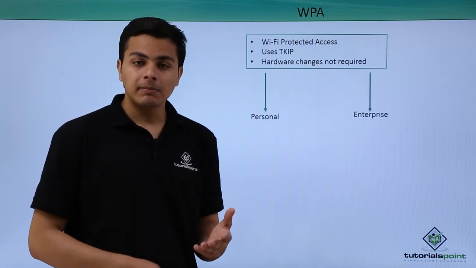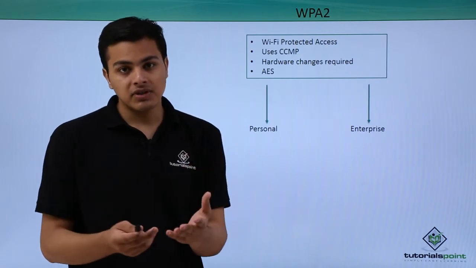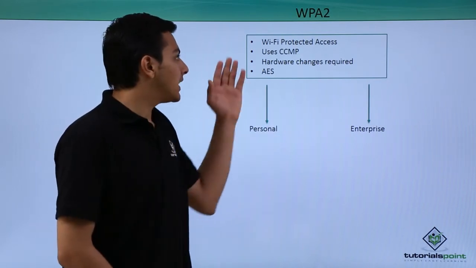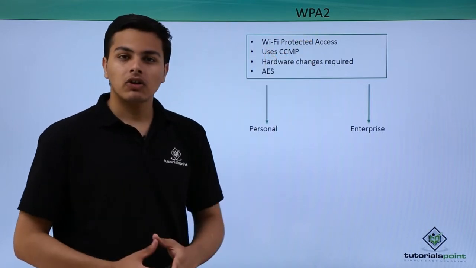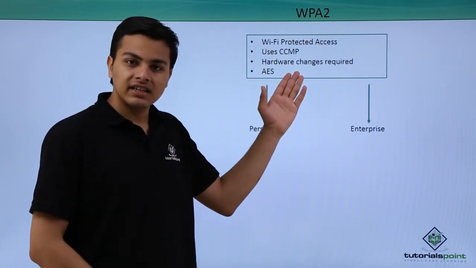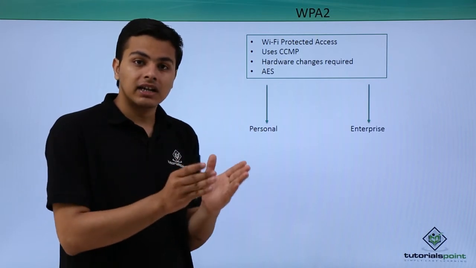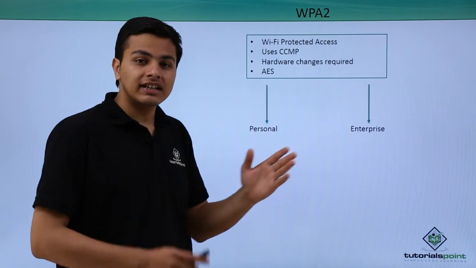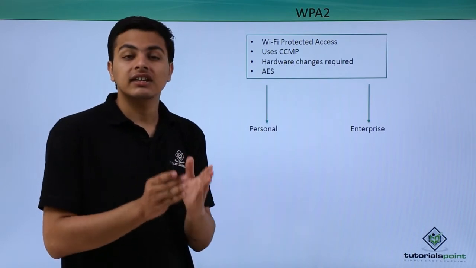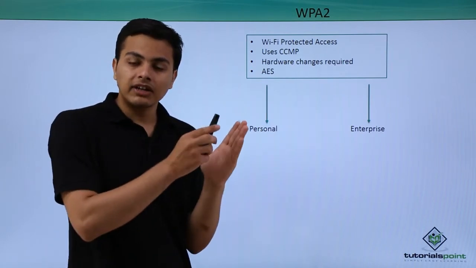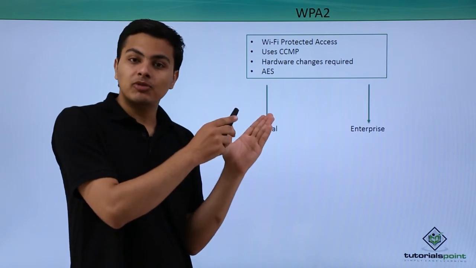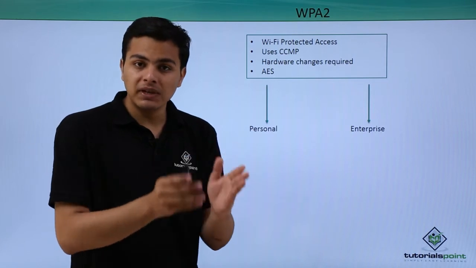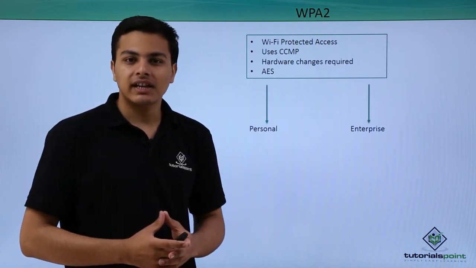But later on the IEEE committee introduced another encryption which was the advancement of WPA, and that was WPA2. WPA2 was also called Wi-Fi Protected Access, but instead of using TKIP, WPA2 uses CCMP. The thing to be noticed is that in order to use WPA2, hardware changes were required. At the time when people used WEP, if we wanted to configure our wireless access point to use WPA, hardware changes were required.